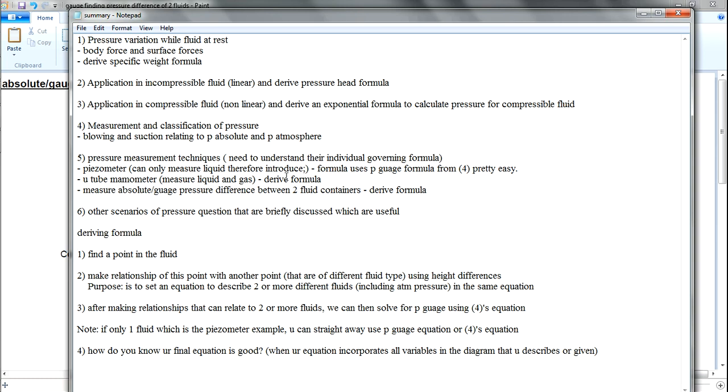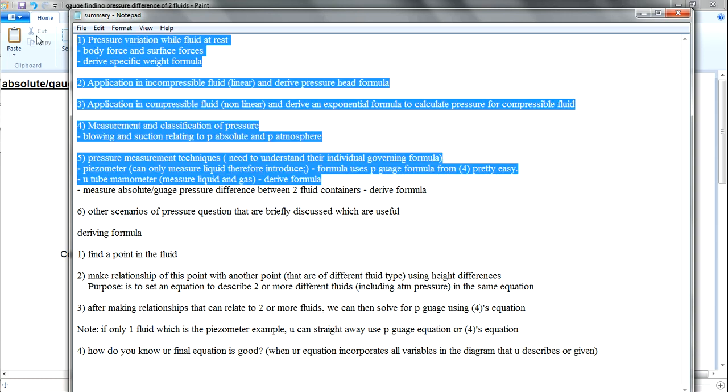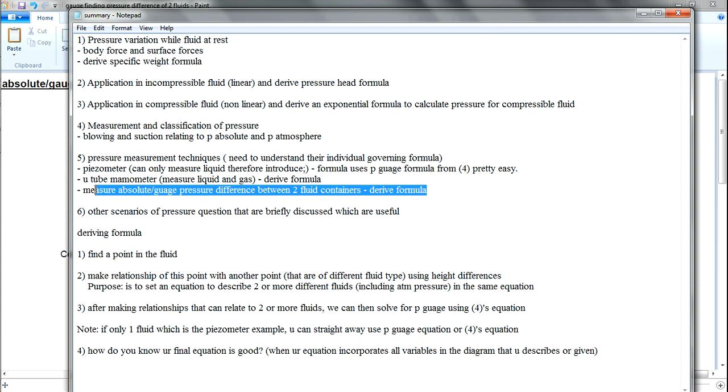Last video we stopped at the U-tube manometer. So this video will talk about measuring gauge pressure difference between two fluids, between two fluids in two different containers.